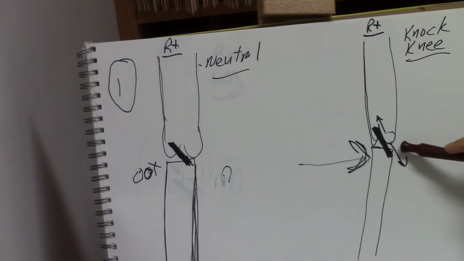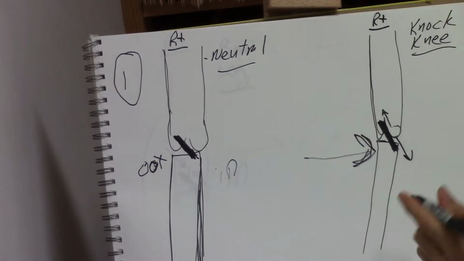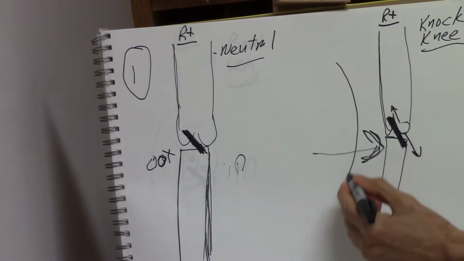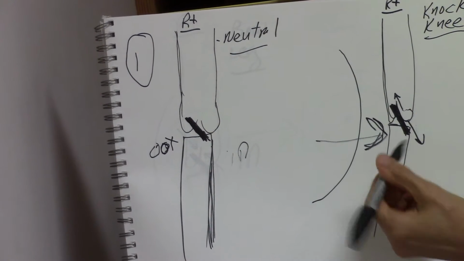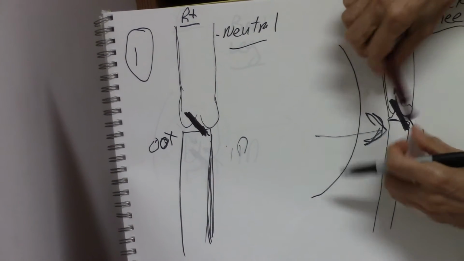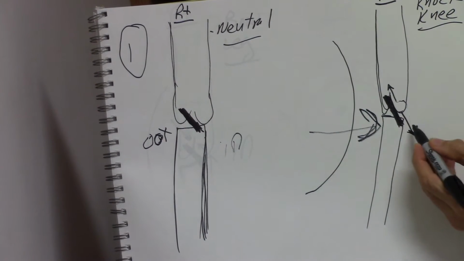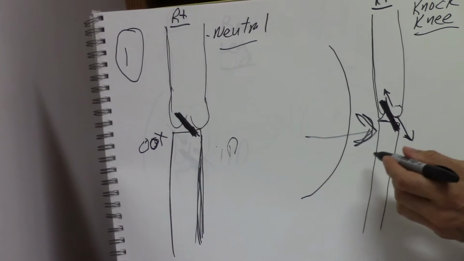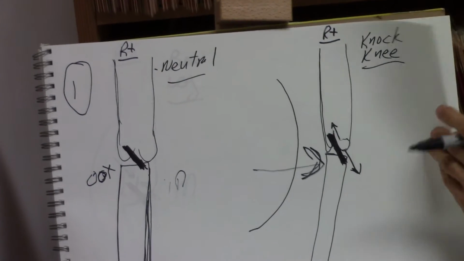Again, since the inside expands and the outside closes, the knee in essence is doing this. It's knocking in. So it actually brings both ends farther apart, thus stretching the ACL on both ends. An ACL that's in a knock knee will always be under a constant strain load.